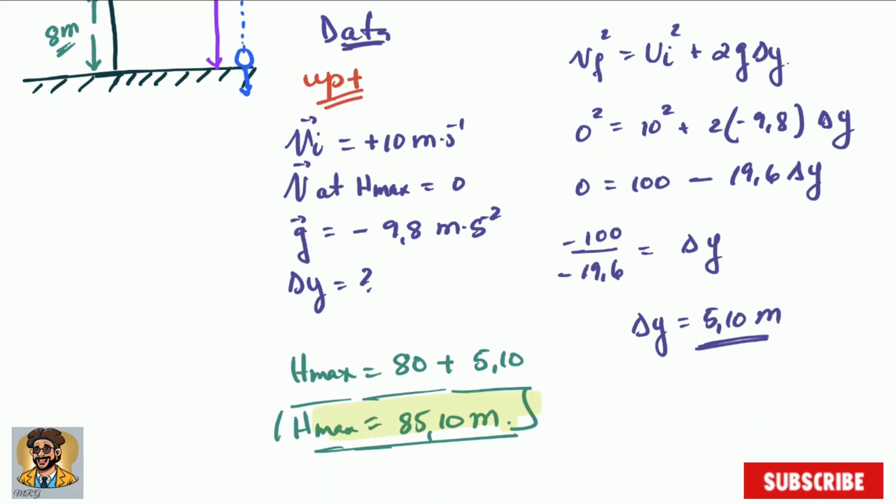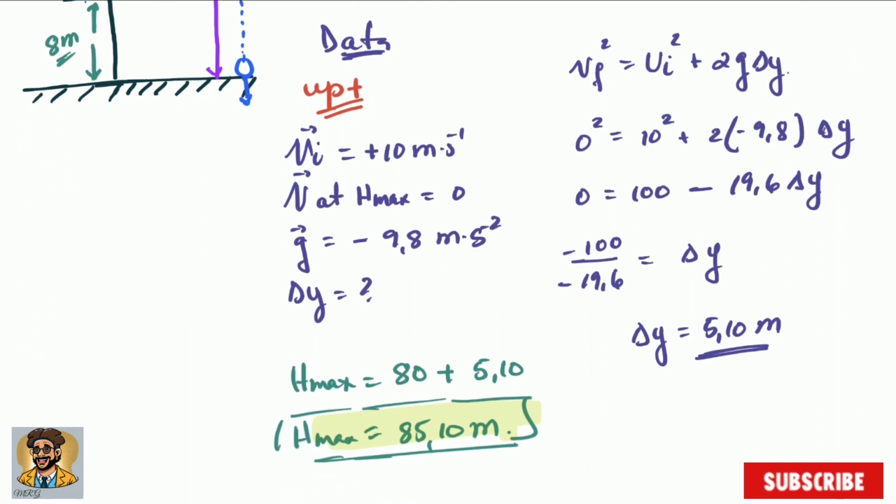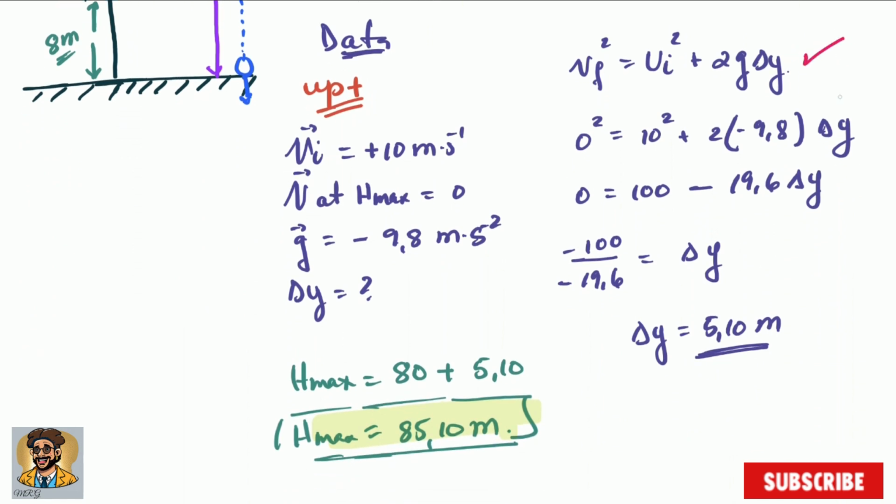Now let's give marks here. This question has 4 marks, as you can see there. So 1 mark would be for the formula, 1 mark for the substitution as long as the directions are correct. That means that 9.8 must be negative or positive, and then the velocity must be negative, according to the direction you select. Then 1 mark for adding 80 plus 5.10, and then 1 mark for the final answer, guys. This is 4 marks for this specific question.